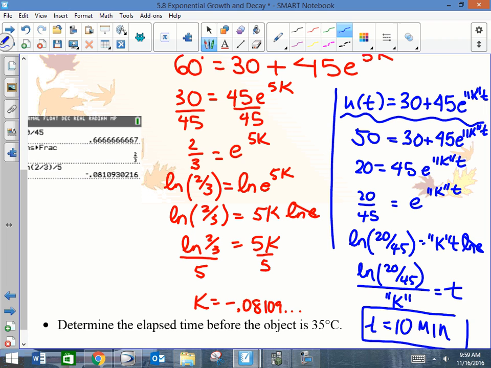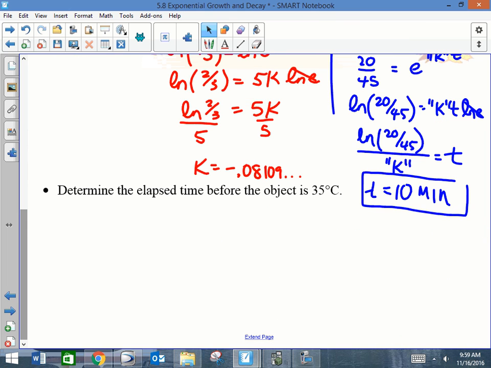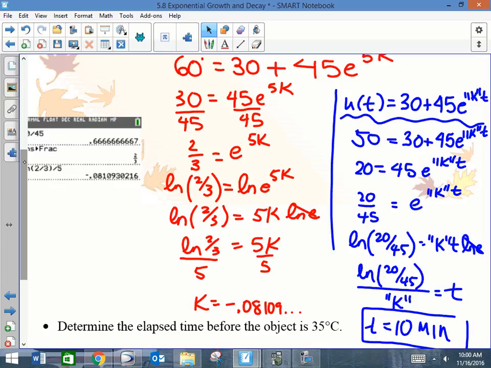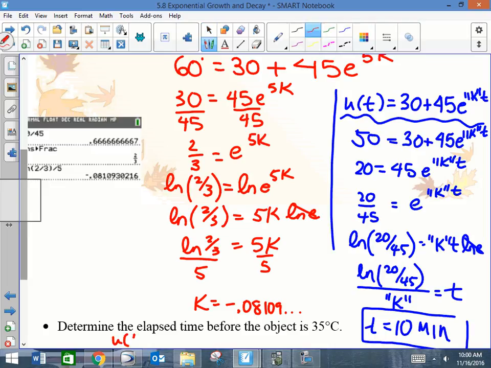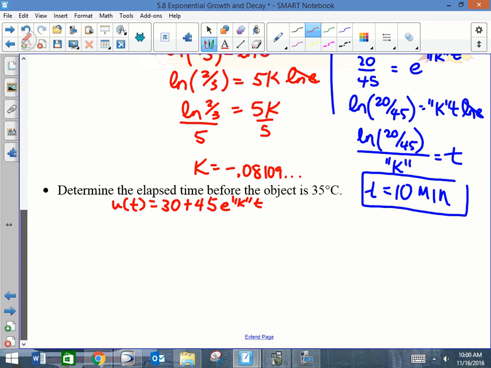The second bullet down here: determine the elapsed time before the object is 35 degrees. So we're going to go back to there. That's why it's nice to have it. U of T equals 30 plus 45 e to the k T that we found for this problem. And the 35 is going to go in here again because that's a temperature, and you're going to find a new T.